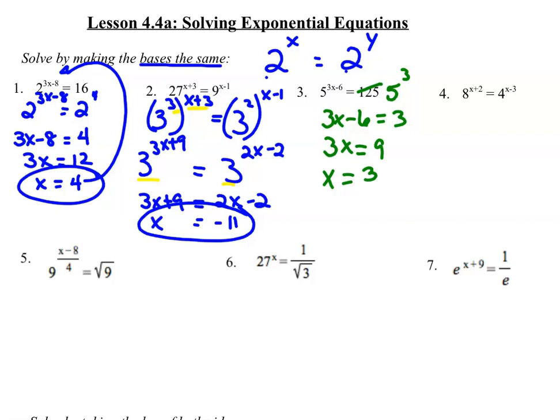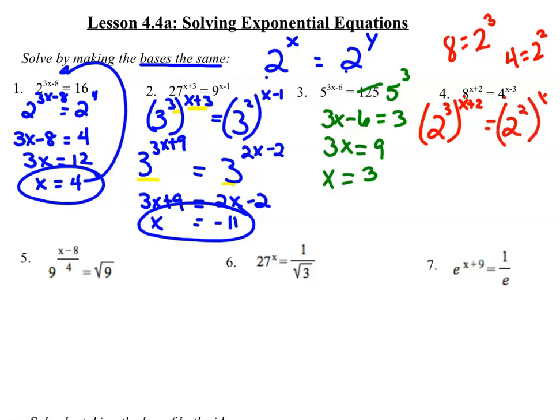All right, let's check how you did on number 4 here. An 8 and a 4 both can be written as 2 to a power. 8 is the same as 2 cubed, and 4 is the same as 2 squared. So I'm going to rewrite the left side as 2 to the 3rd being raised to the x plus 2. On the right side, instead of a 4, I'm going to put 2 squared. It's being raised to an x minus 3.